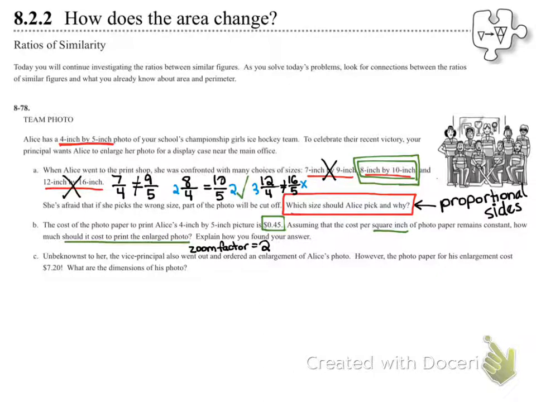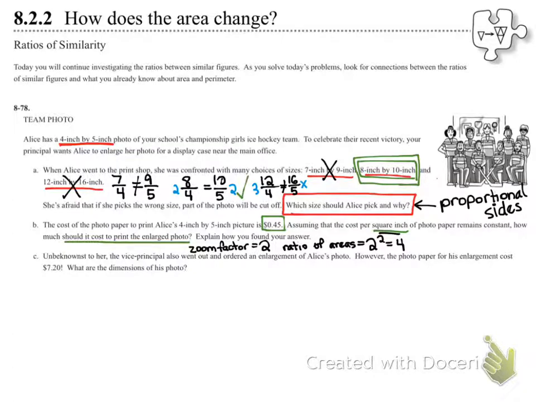But we want to compare cost per square inch. So we want to compare the areas. That's what we'll use to calculate cost. So if you recall from the last unit, the area doesn't grow the same way the zoom factor grows. The ratio of the areas is the zoom factor squared. So that means the ratio of the two areas would be 2 squared, which is 4. So the cost should increase by 4 times, not 2 times.